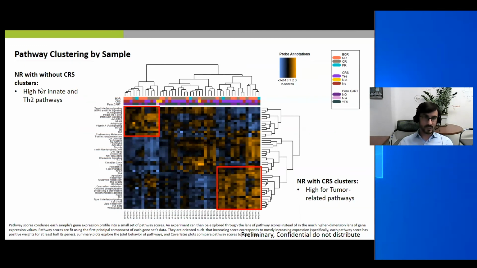To give you an example, some of the pathways that we identified are, for example, the Th2 pathway and the high innate immune system pathway that were present in these different clusters. So in particular, the non-responder without CRS, and the non-responder with CRS.